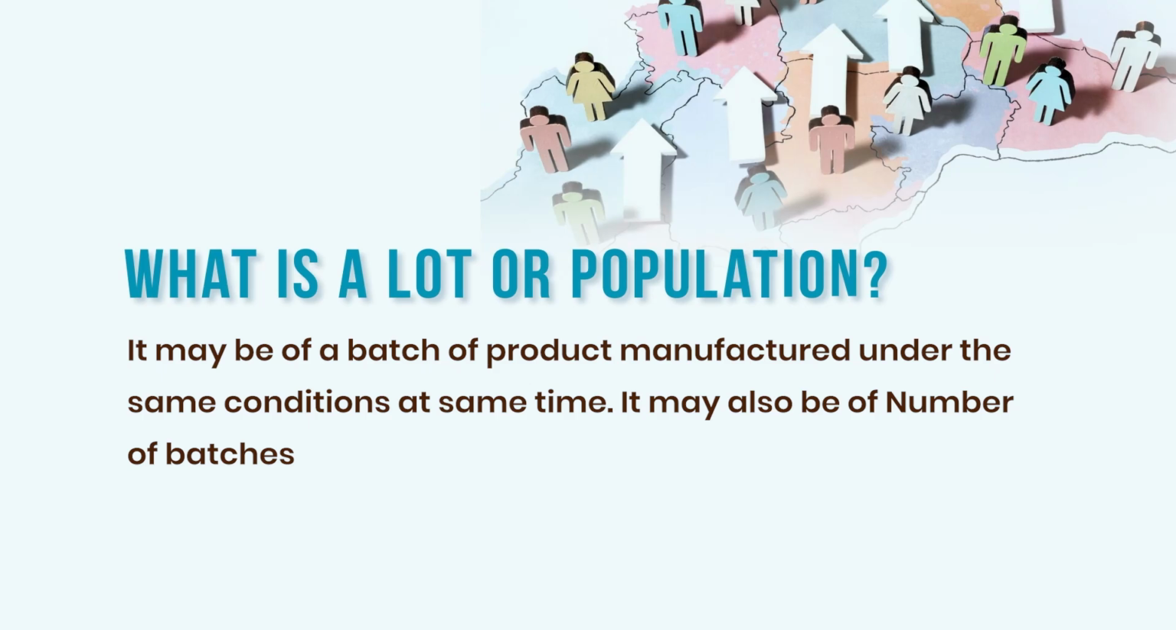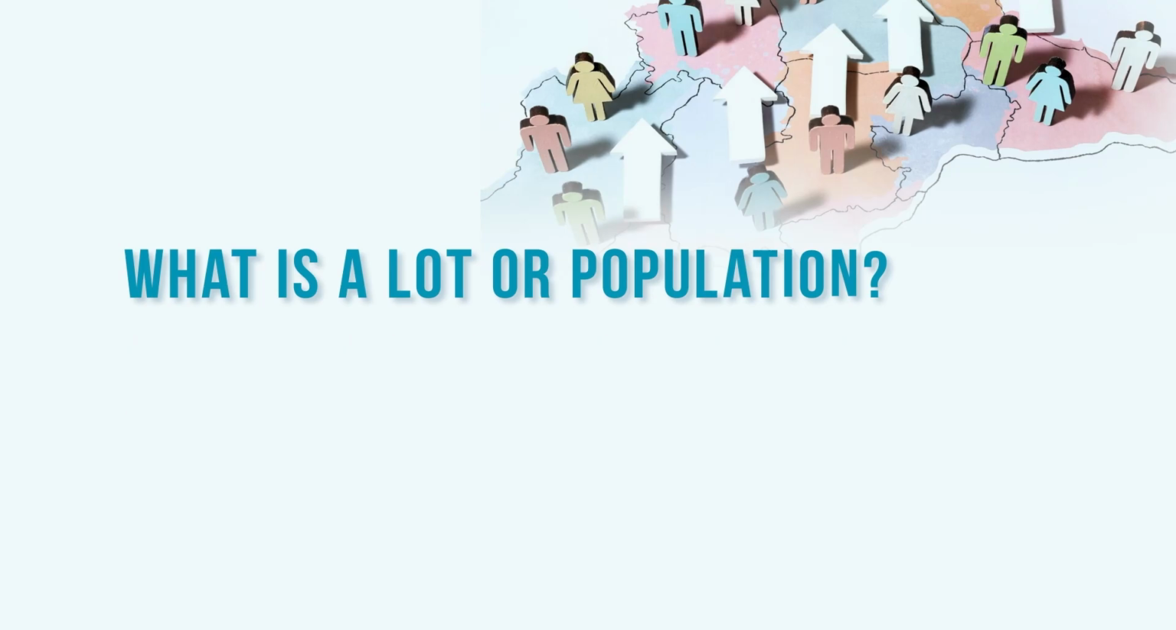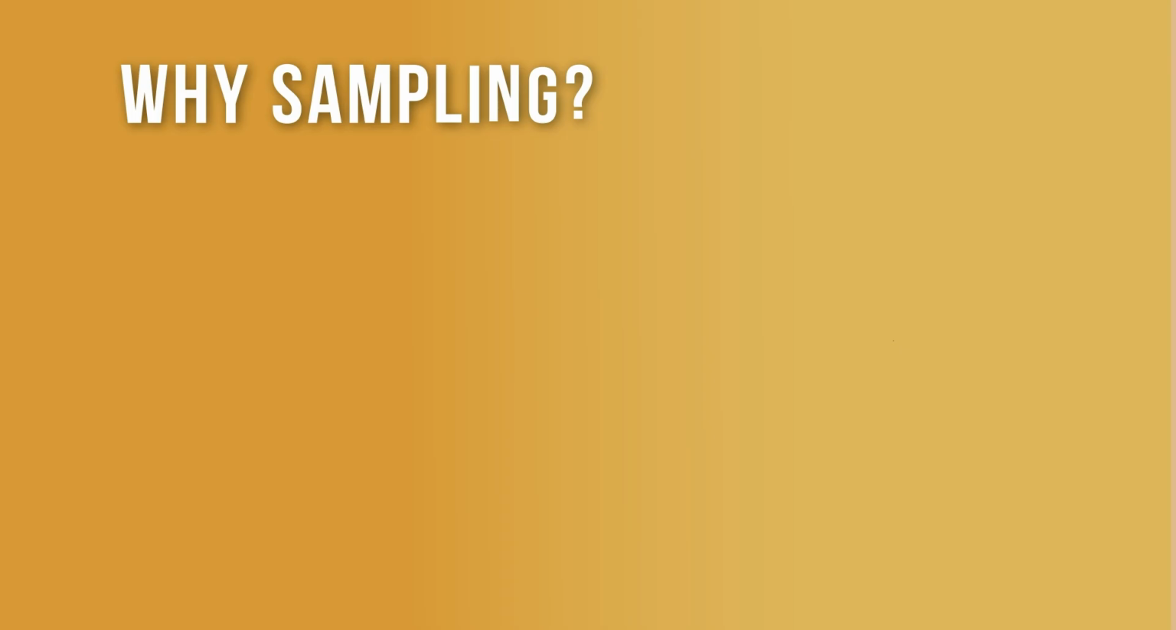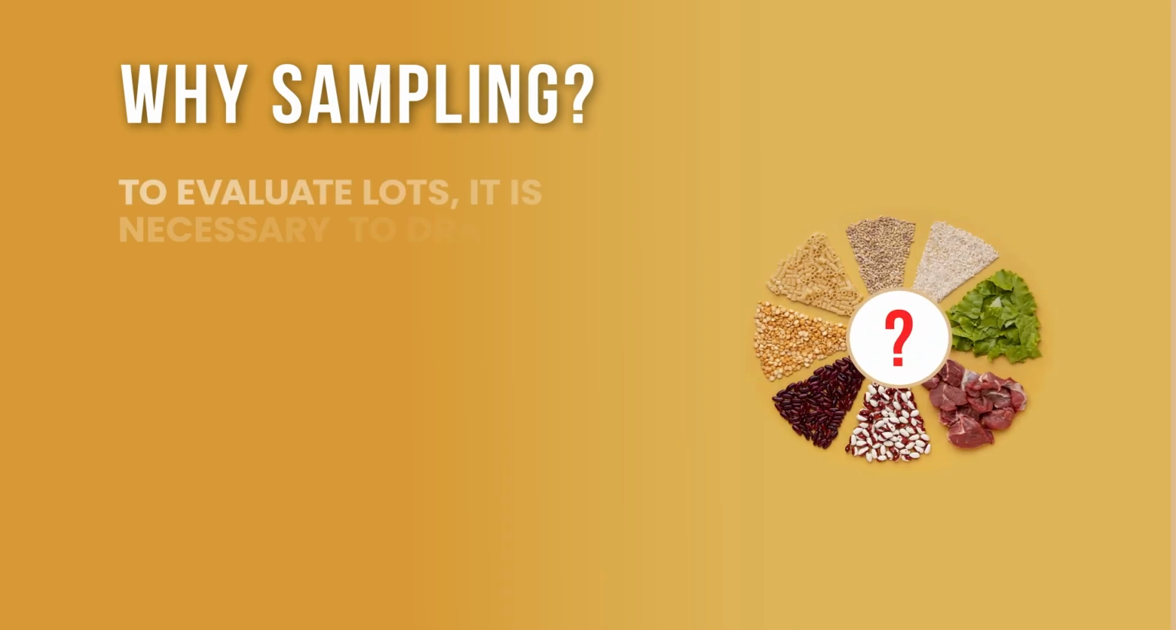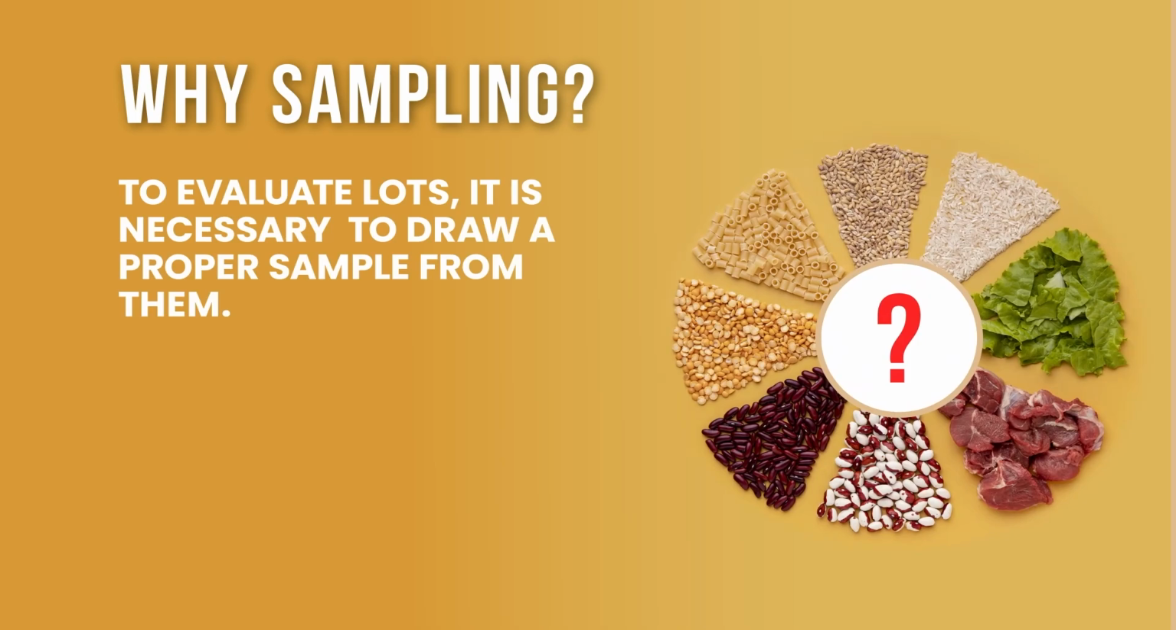We can also have samples from a number of batches. So a lot can also be a consignment, a product batch, or a lot of materials packed in the warehouse. Based on the lot size, we decide about the sampling plan, how to do the sampling. But why sampling? Why should we have a sampling plan? We know sampling is for evaluating the lots. We collect a sample of the lot because we want to know about the lot.